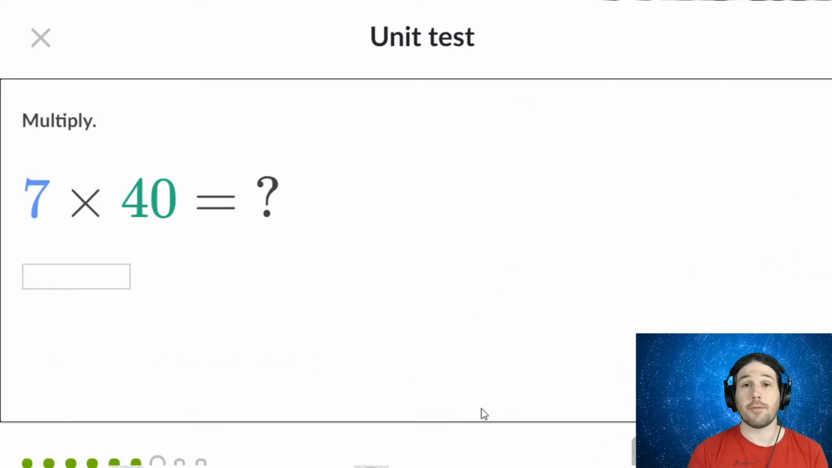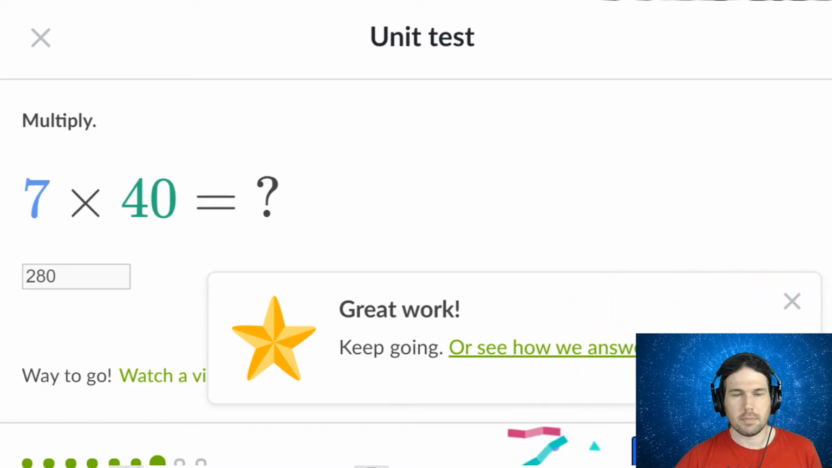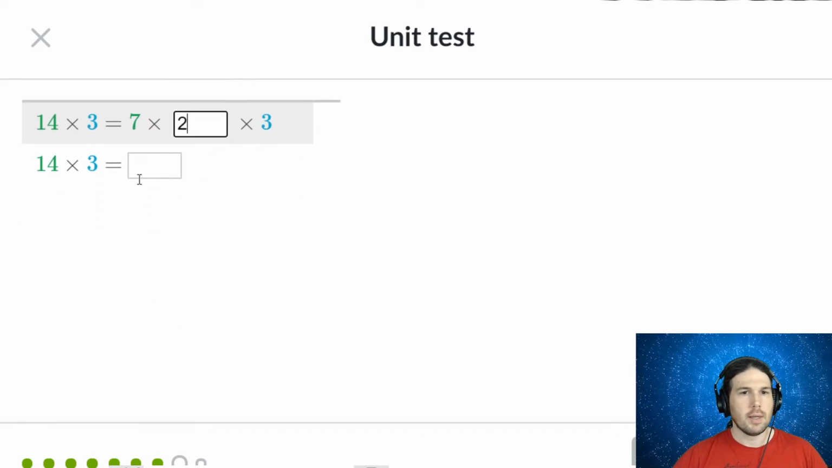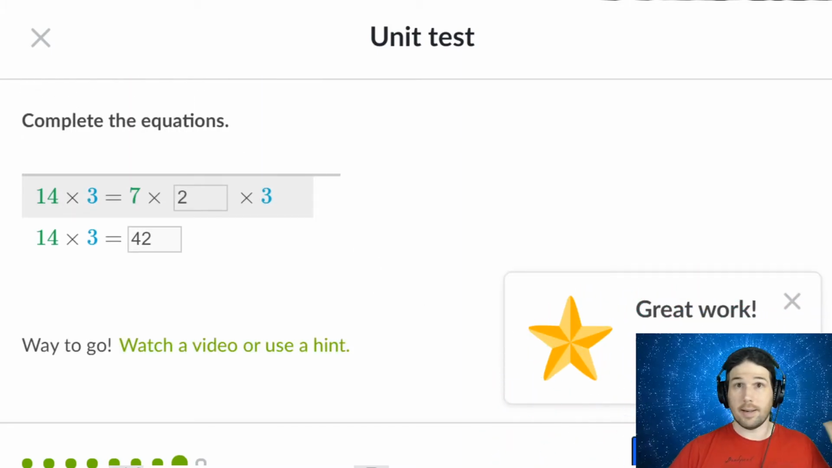Multiply, pretty straightforward. 7 times 40. I got 280. Almost done. 2 more questions. 14 times 3 equals 7 times blank times 3. And what is 14 times 3? Well, 14 is 7 times 2. And let me think. 7 times 6, I think, is 42, right? 42. Okay, just double checking. Again, I make mistakes all the time.